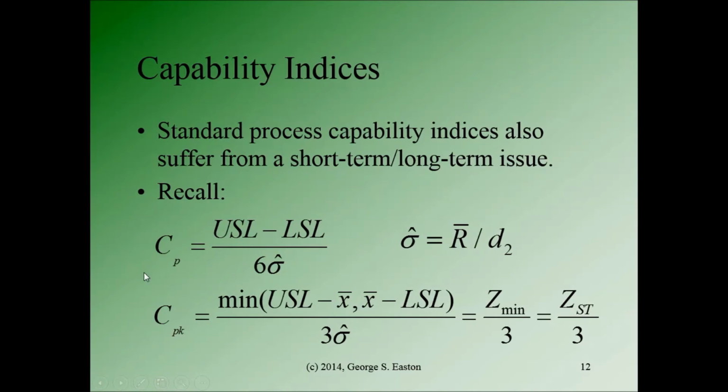Now this C sub P does not take into account whether or not the process is centered, so it really should be interpreted as the potential capability of the process if the process is centered exactly on target. Now I think a more useful process capability index is the C sub Pk, which does in fact take into account whether or not the process is centered. And what it is, it's the upper spec minus the current process mean.